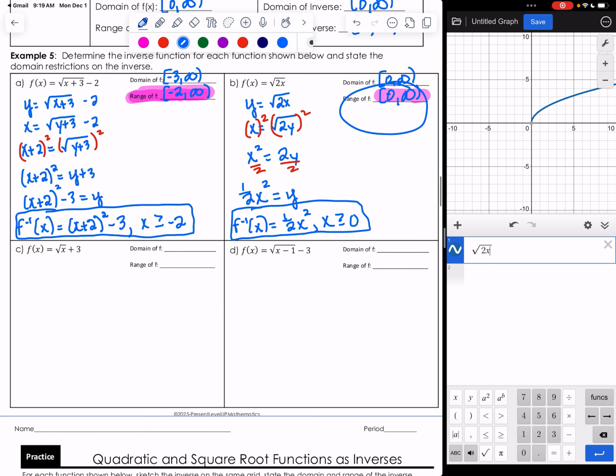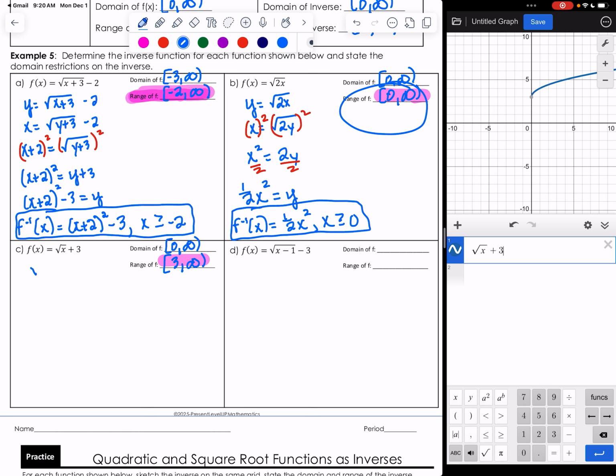All right, problem C. We have f of x equals square root of x plus 3. So let me show you the graph. Square root of x plus 3. Oops, I'm sorry. The plus 3 is not under the square root. Square root of x, side arrow, plus 3. So that's what it should look like. All right, so our domain is going from 0 to infinity, and our range is going from 3 to infinity. I'm going to highlight the range because that's what I'll use for my new domain restrictions.